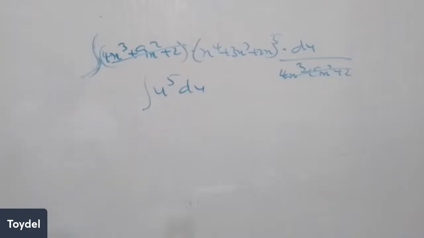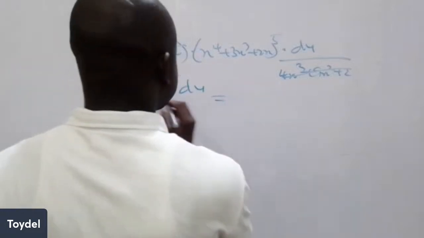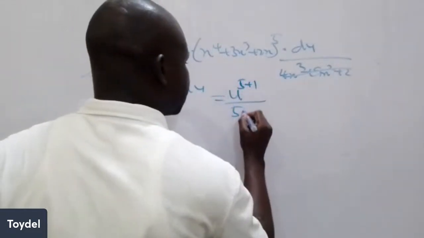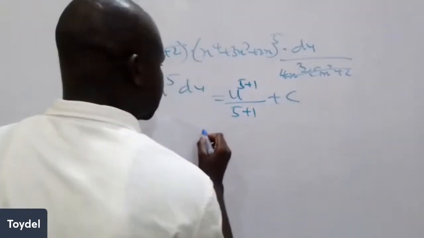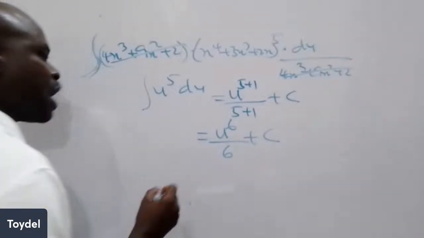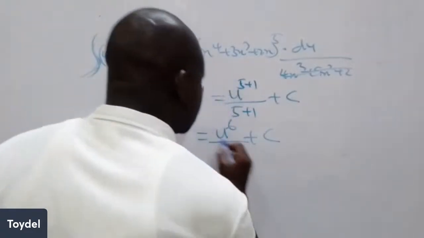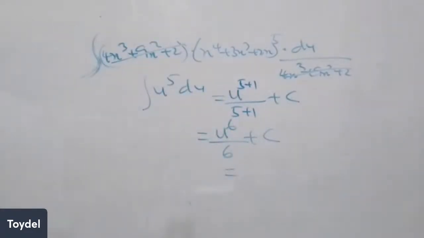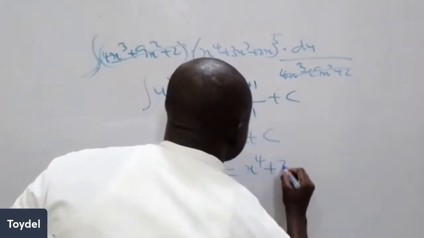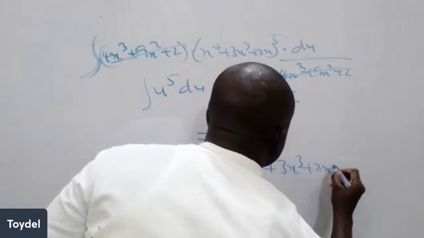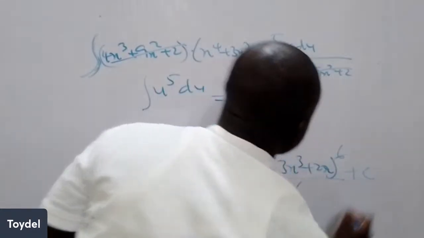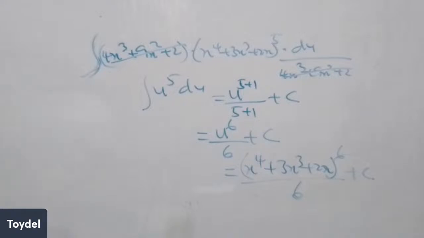Then at this stage now, it's very simple. How do I integrate this? When I integrate u raised to power 5, that will be u raised to power 5 plus 1 all over 5 plus 1 plus arbitrary constant. Then I'm going to have u raised to power 6 all over 6 plus arbitrary constant. We are given the question in the form of x, not u. So we now recall, what is u? We decide to represent u. U is same thing as s raised to power 4 plus 3s cubed plus 2x, everything raised to power 6 all over 6 plus arbitrary constant. And that is what we are going to get.